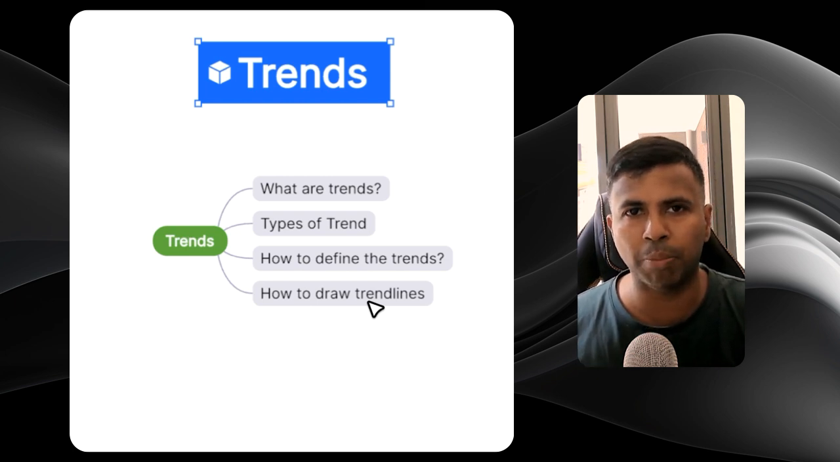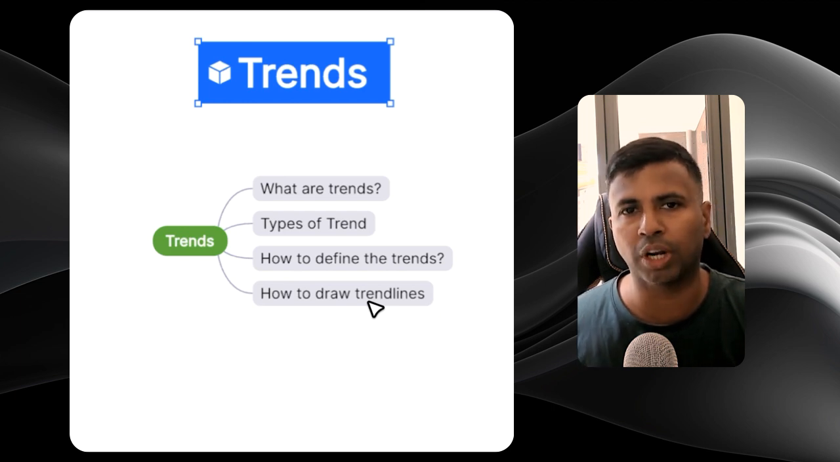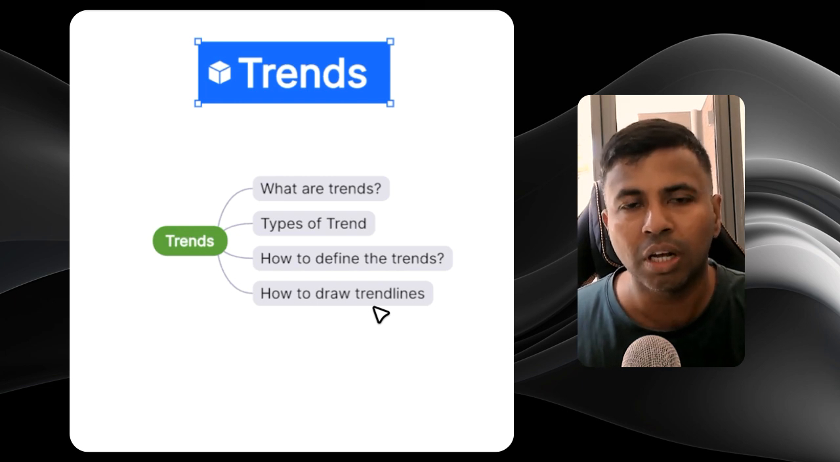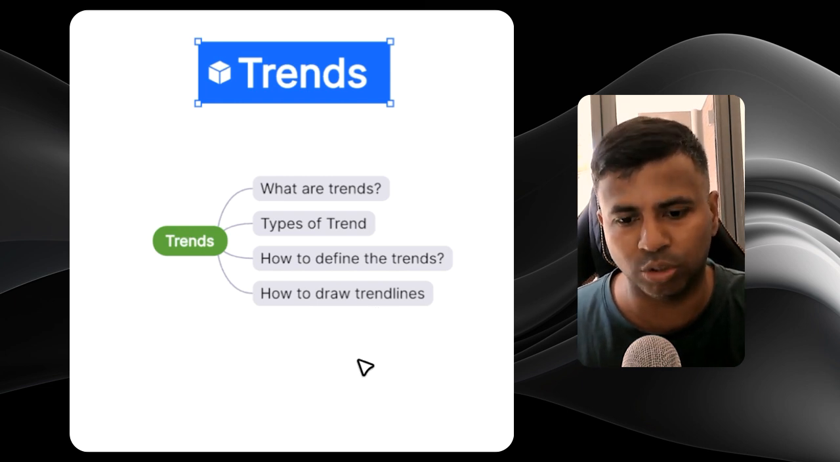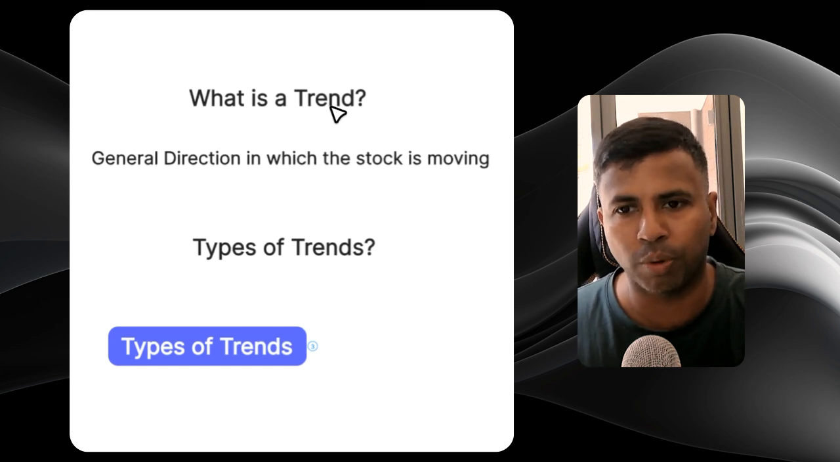I'll show you a demo on TradingView software, but you can use any of your brokers or any charting software for drawing these trend lines, which is a very basic feature that will be available in most of the charting software. So now let's first look at what a trend is.